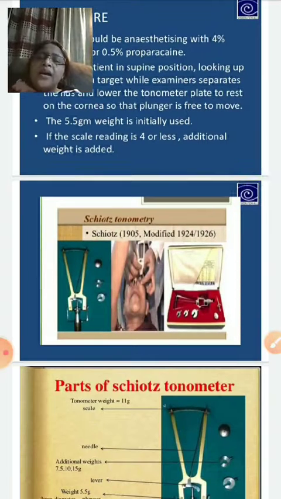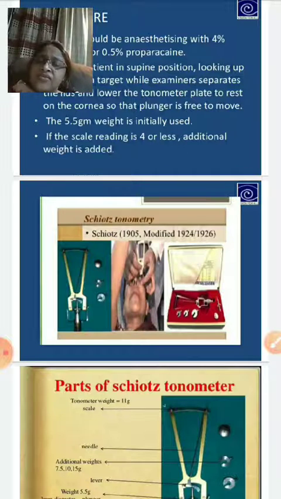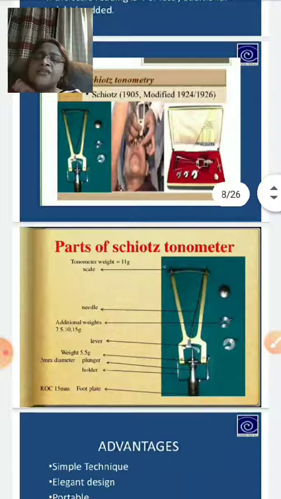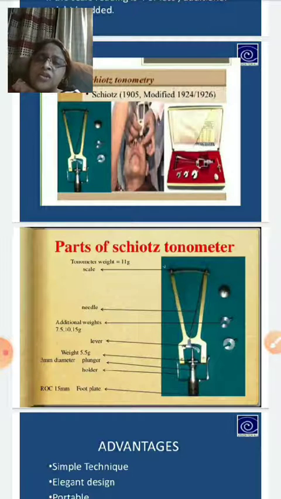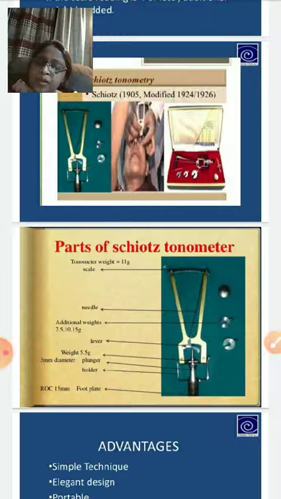The instrument comes along with the calibration scale and the three weights: 7.5 grams, 10 grams, and 15 grams. The Schiotz tonometer has a footplate, a plunger, a stylus. It is a lever system. The stylus moves on a scale. It has three additional weights, that is the 7.5 gram, 10 gram, and the 15 gram. The total weight of the Schiotz tonometer along with the 5.5 gram weight is 11 gram.